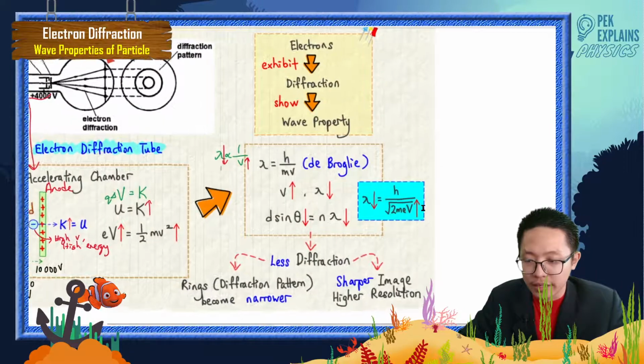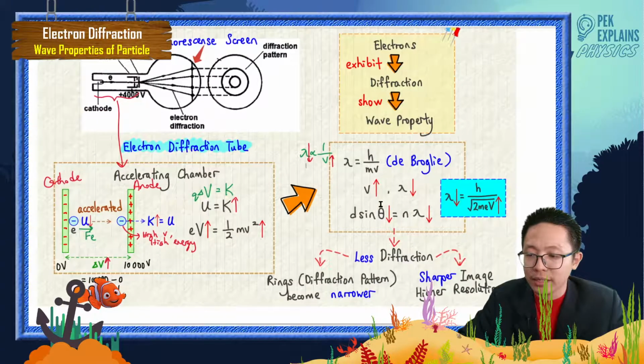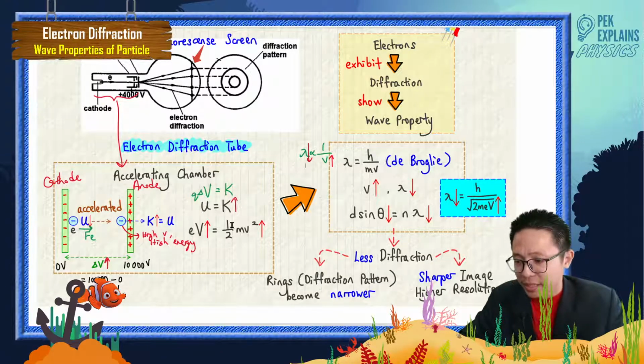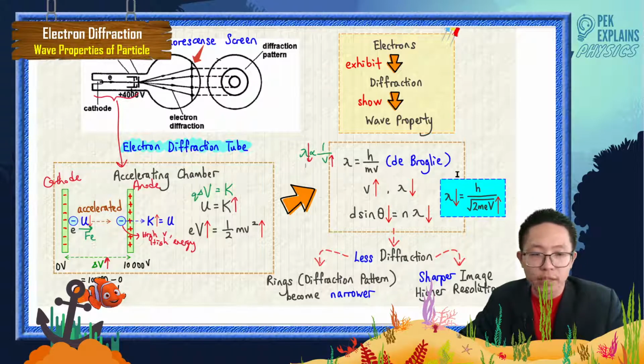Okay, here there is a formula to relate wavelength directly to the voltage, which I derived for you before. Here you see eV equal to half mv squared, and lambda equal to h over mv. If you combine these two formulas, you will get this formula. Just now I told you that high voltage gives high velocity, and high velocity gives a low wavelength. I can just write over here, so I can rub off.